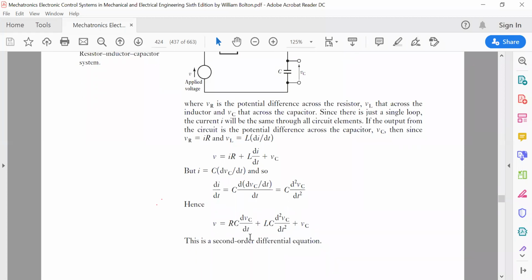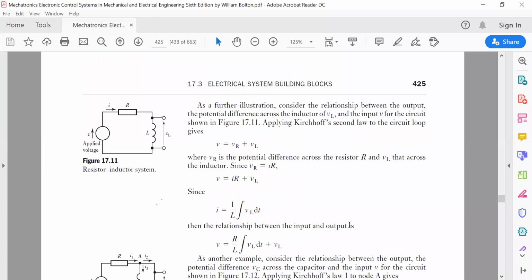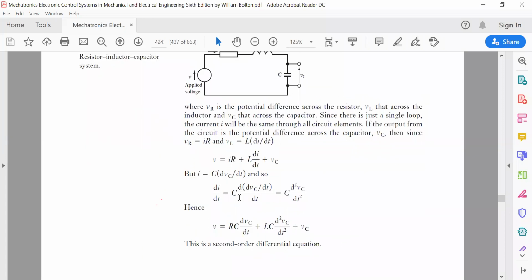V is equal to RC dVC by dt plus LC d2VC by dt2, the second differentiation of the voltage available at the capacitor, and this is the voltage available at the capacitor. So we have completely formulated the equation in terms of the output voltage available at the capacitor. This is a second order differential equation.